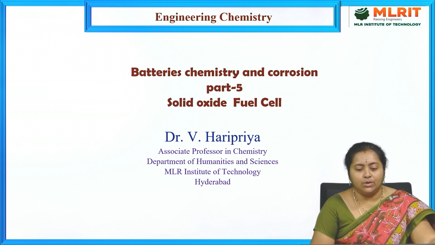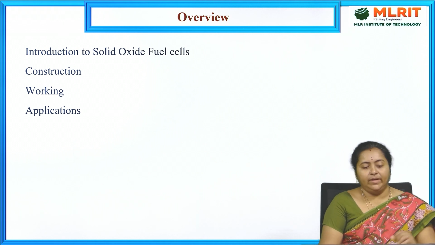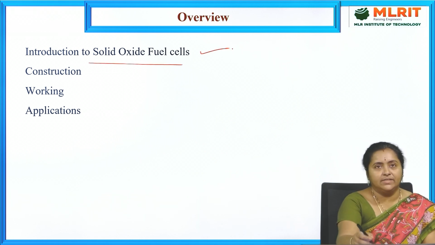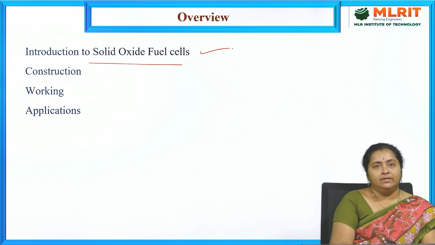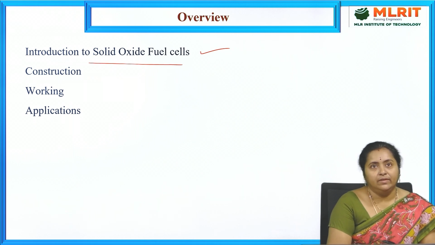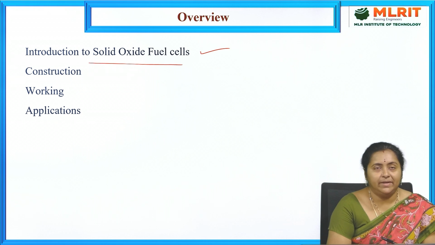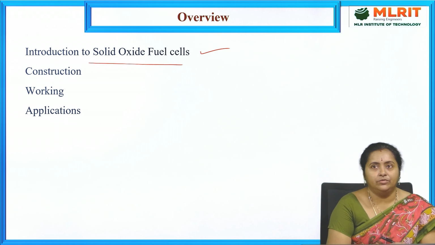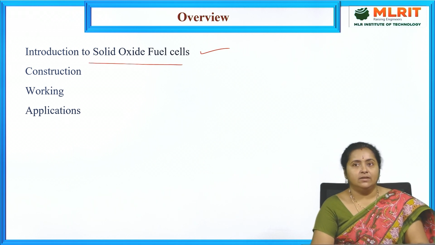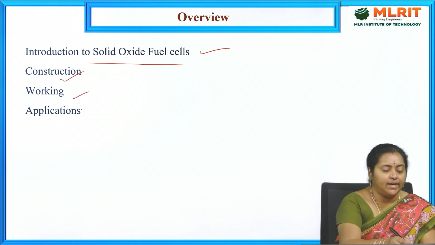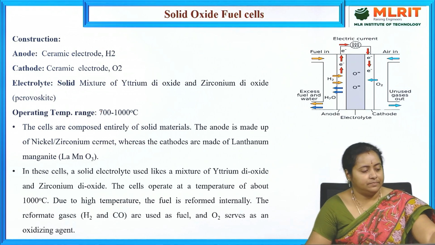In today's session, we are going to discuss solid oxide fuel cells. These are an example of the various types of fuel cells we have. This is one of the examples in which we make use of a solid material as the electrolyte. That's why it is called a solid oxide fuel cell, in short form SOFC. So let us study its construction, working and applications.